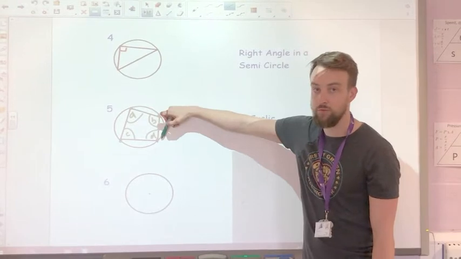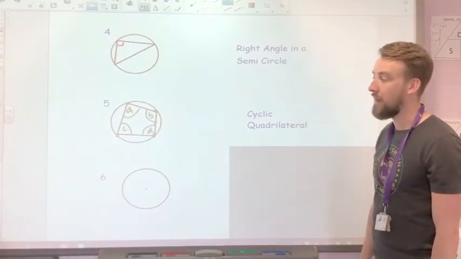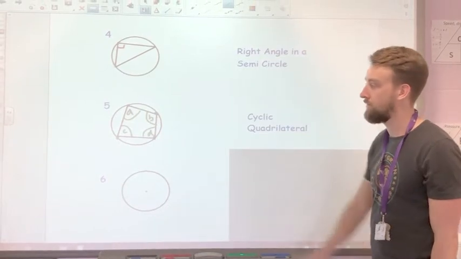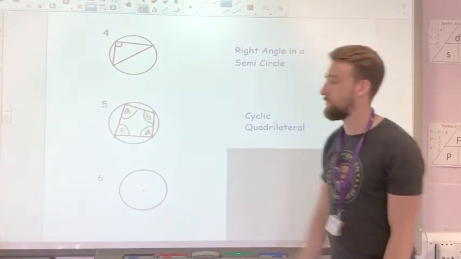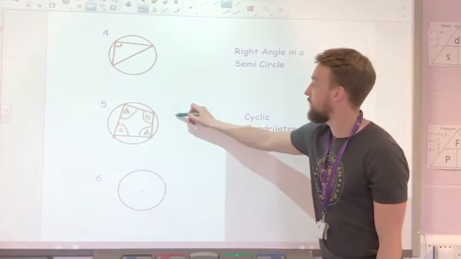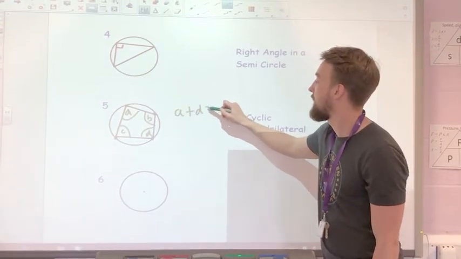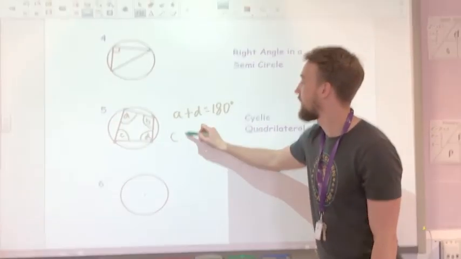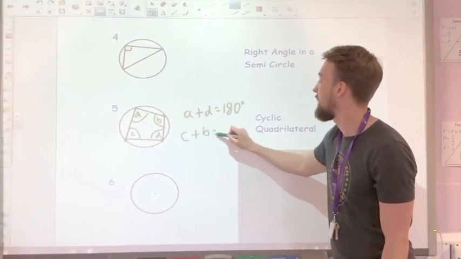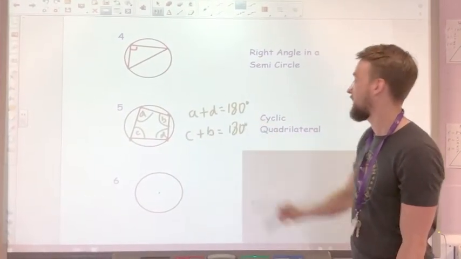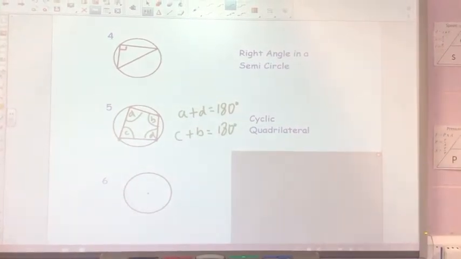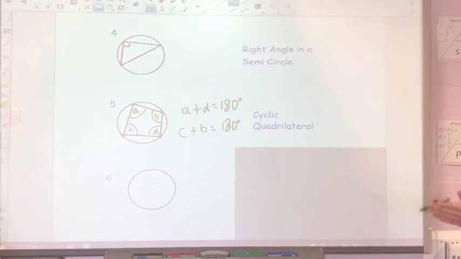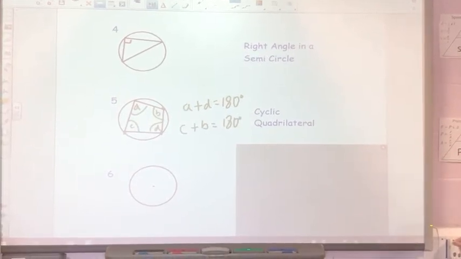these 2 angles, the opposite angles, will add up to 180 degrees, always. Same with these 2. So I'll write that here. Okay, when you're sketching yours, maybe play around with that one, draw some different quadrilaterals. They will always, the opposite angles will sum to 180 degrees.